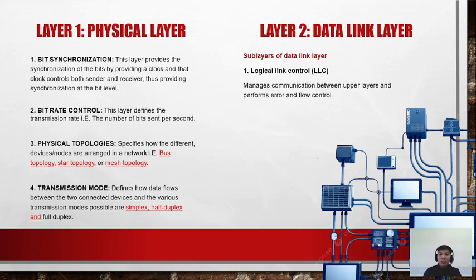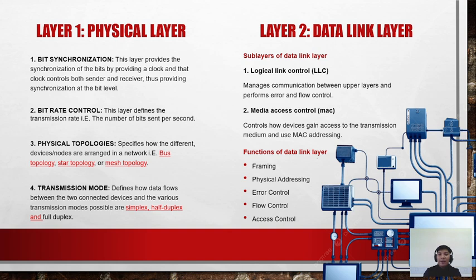It has 2 sublayers and 5 functions. The data link layer is responsible for making sure that data is transferred reliably between 2 devices that are directly connected on the same network.